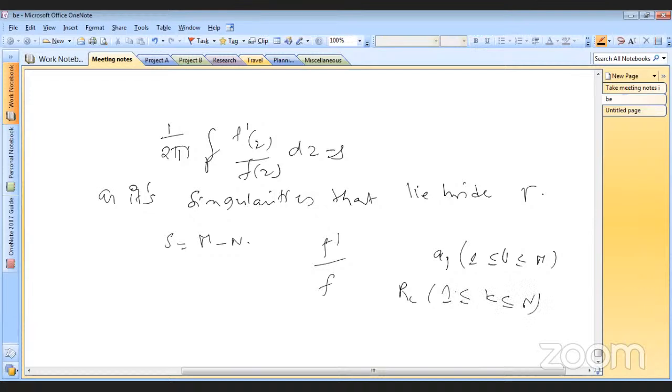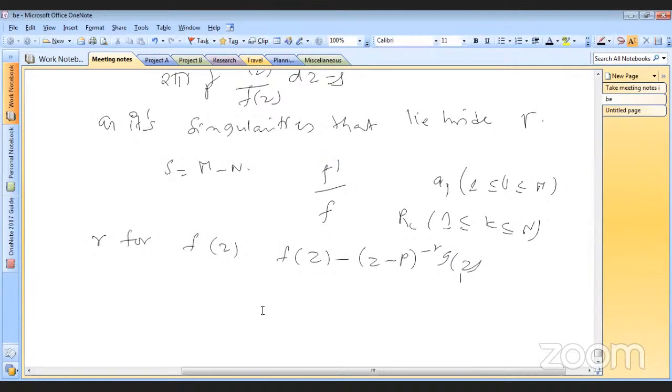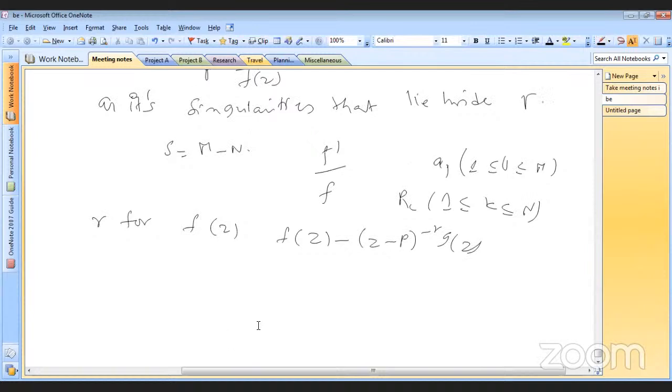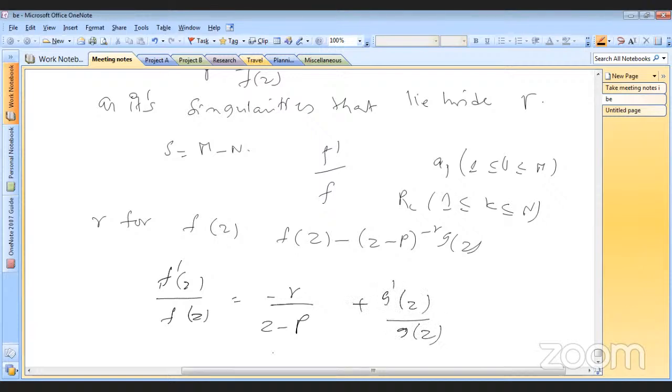Suppose f has a pole of order r at p. Then we can write f of z equals (z minus p) to the power minus r times g of z, where g is analytic and non-zero at p. Taking logarithms and differentiating, f dash z by f of z equals minus r by (z minus p) plus g dash z by g of z. Therefore the residue of f dash by f at p is equal to minus r.